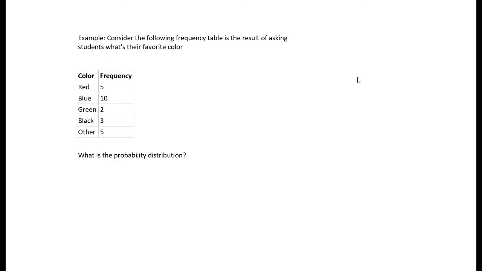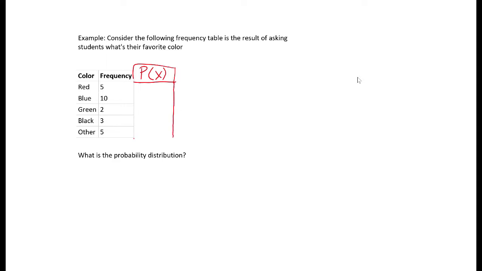The first one is a frequency table. Consider the following frequency table that is the result of asking students, hey, what's your favorite color? What we need to do here is use this information to figure out a probability distribution. I'm going to draw another column here, and I'm going to call this P of X. What I mean by that is, what's the probability that we select a student that likes red? What's the probability we select a student that likes blue? So on and so forth. That's what that P of X notation represents.